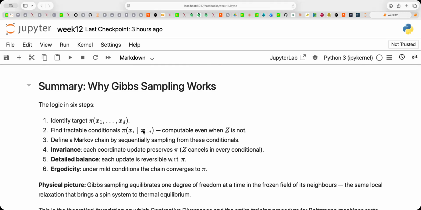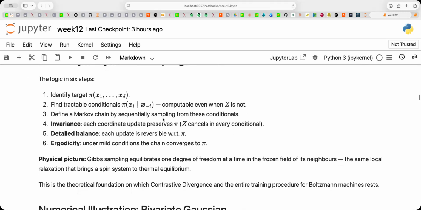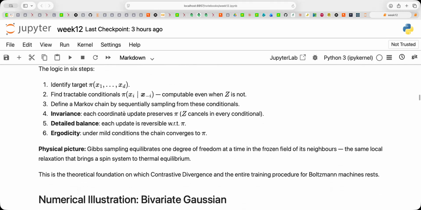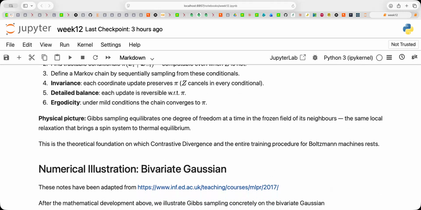These are things you can compute, even if you cannot compute the partition function, or even if you can compute it, it will take too much time. You define a Markov chain by sequentially sampling from these conditionals. Each coordinate preserves the probability, and Z cancels in every conditional. You respect detailed balance. It's also what we normally call ergodic.